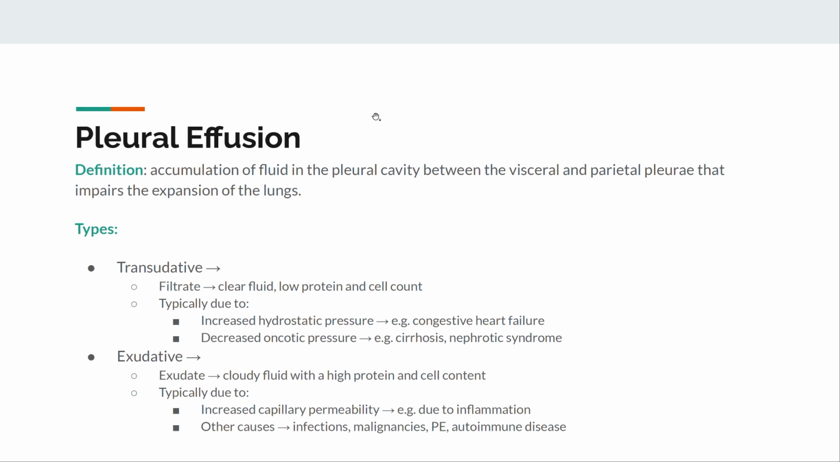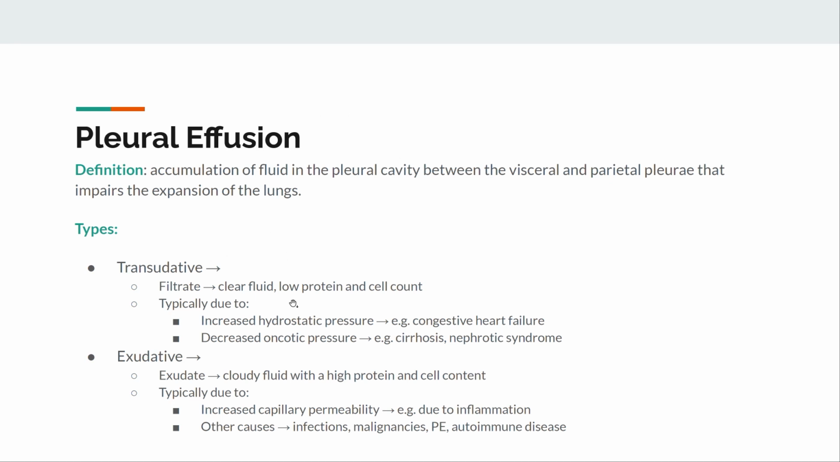Pleural effusion. It's an accumulation of fluid within the pleural cavity. So make sure you put this in a different part of your brain compared to pulmonary edema, which is fluid within the interstitium of the lung, or the parenchyma of the lung. This is fluid around the lung in the pleural cavity.